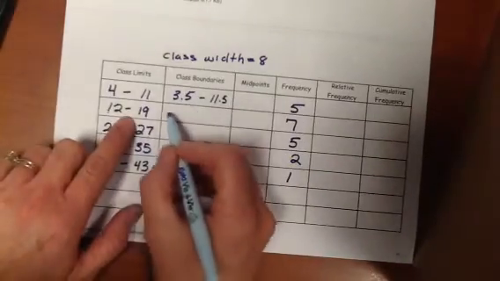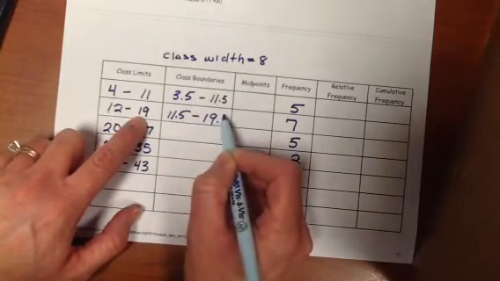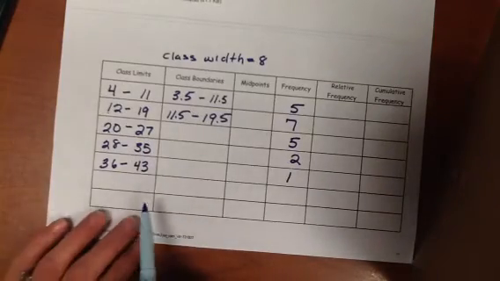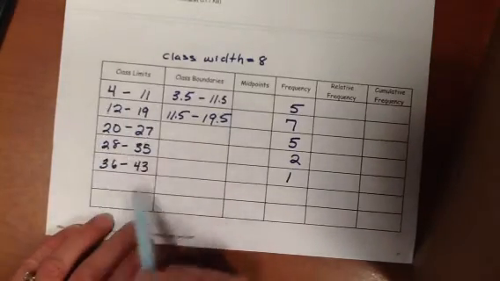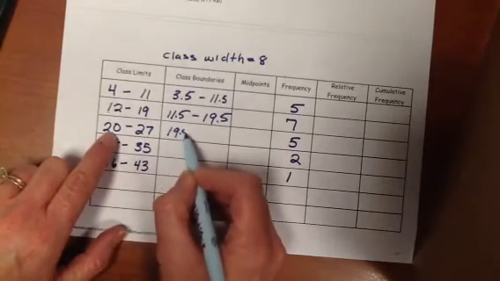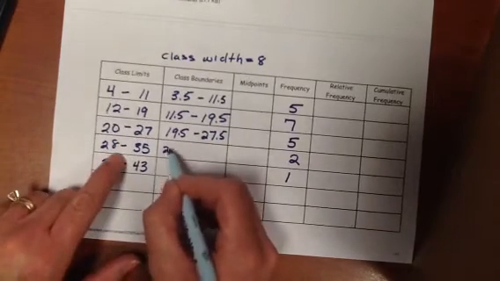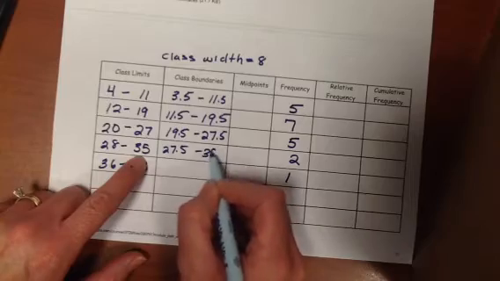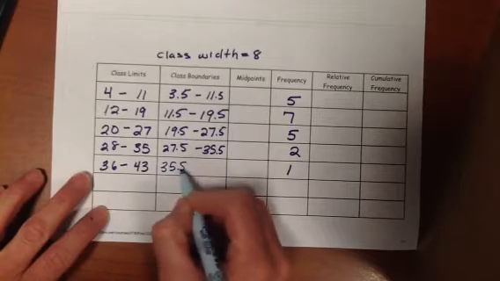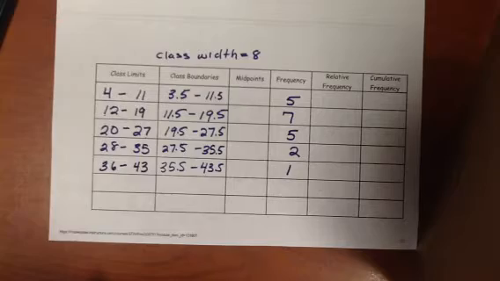So the same thing for the second class. We're going to decrease the 12 to 11.5 and increase the 19 to 19.5. These are so the boundaries touch. In an original frequency table, the class limits cannot be overlapping. So here we're making them touch. So again, this becomes 19.5. This is 27.5, 27.5 to 35.5. So we're decreasing the lower limit by a half, and we're increasing the upper limit by a half for the class boundary.